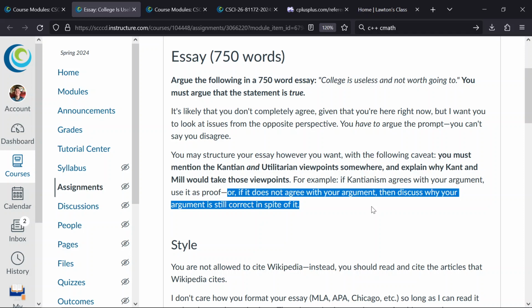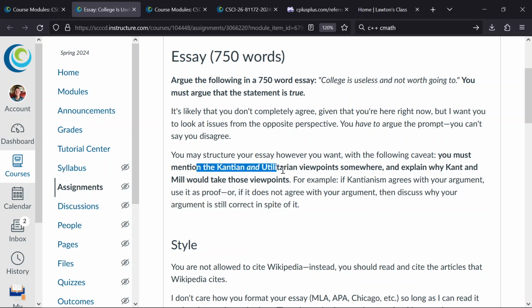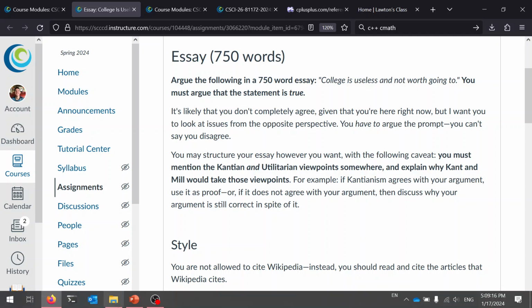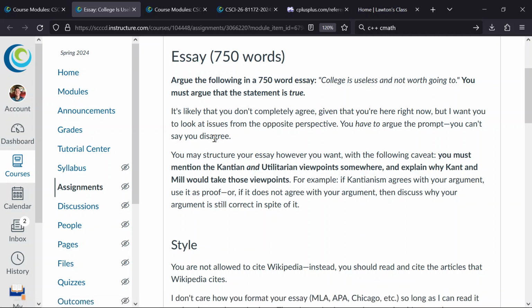Does that make sense? So talk about both viewpoints, talk about why they would say that, and either use them to prop your idea up, or bash their idea down, because it is a counter-argument. That is your essay, 750 words on that.